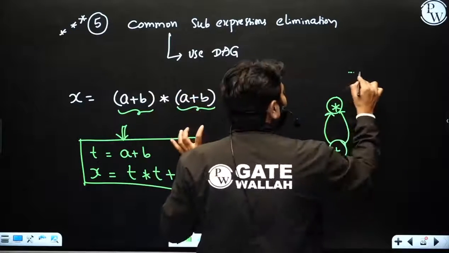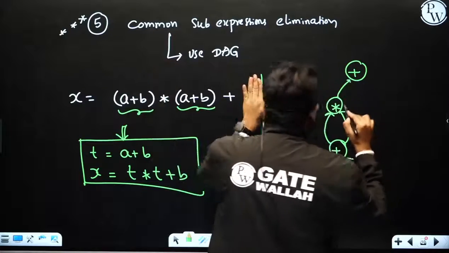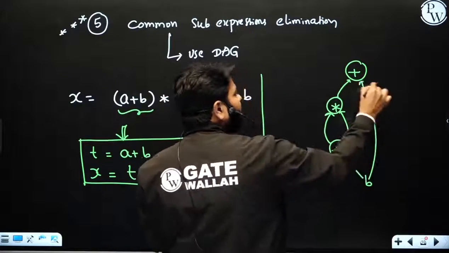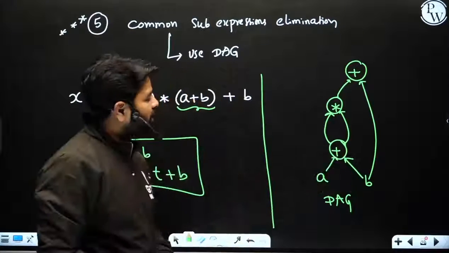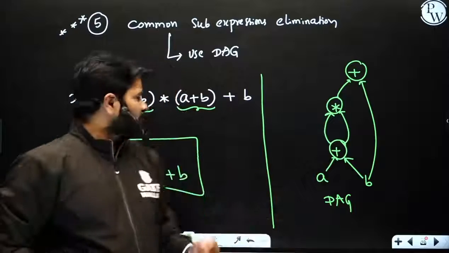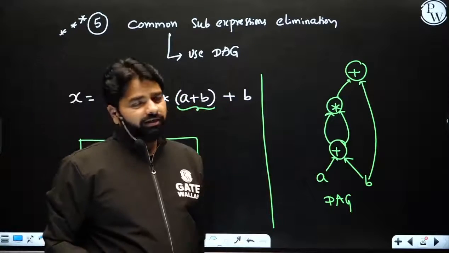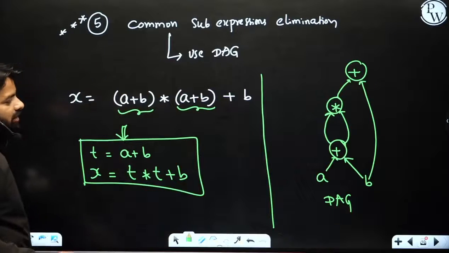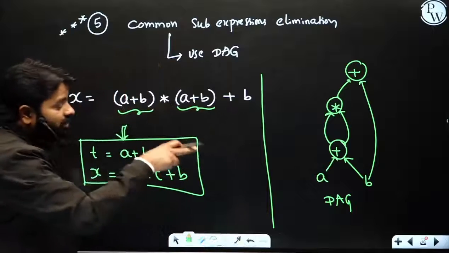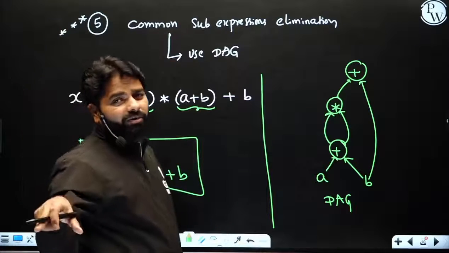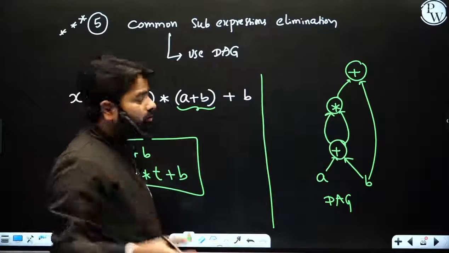After this, you need to perform the addition. So this whole thing will be the left side, and this b only the right side. So this is the DAG. Now using this DAG, you can see that for this a plus b, you just need one calculation. You don't need to do the computation twice, right? Which is really interesting, and we have done some practice on common sub expression elimination in intermediate code representation. There I used the DAG to find the minimum number of nodes and edges.